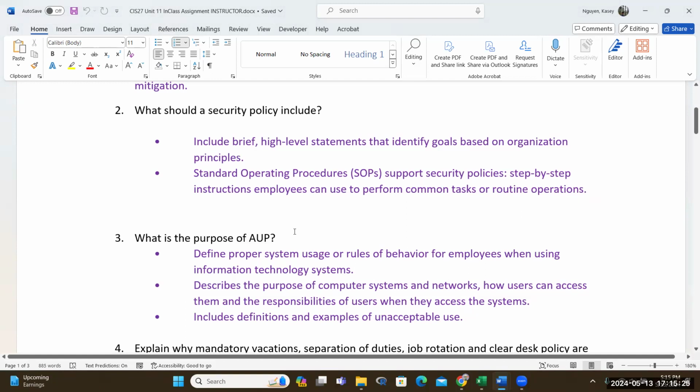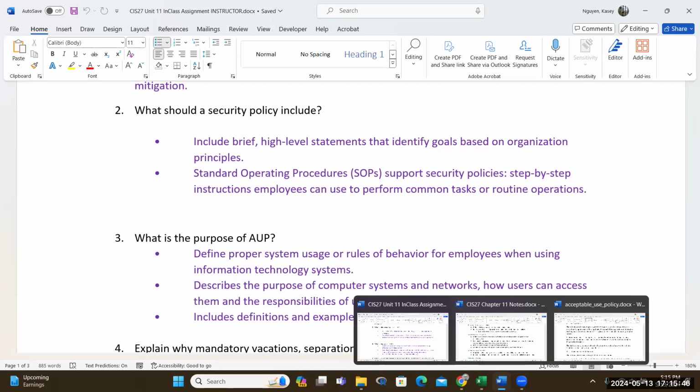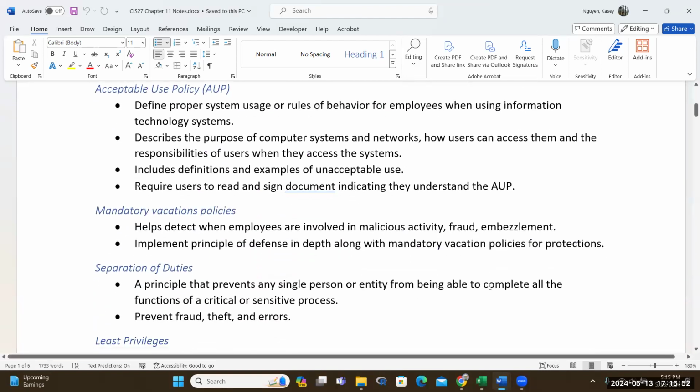It's always good that if you do write some, you put it in your portfolio and you can showcase that to your employers or potential employers. This is an area that they highly look at when they're hiring for security people. Okay, knowing how to create policy and then also configure based on the policy.